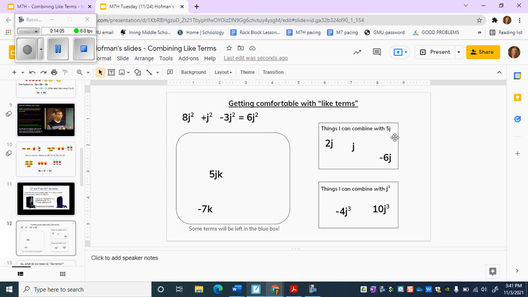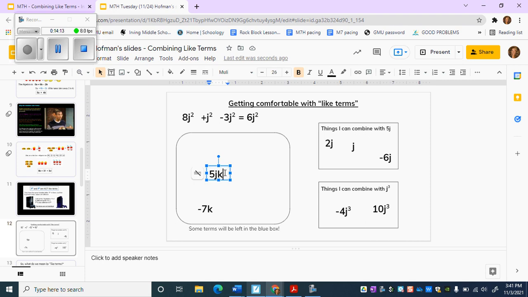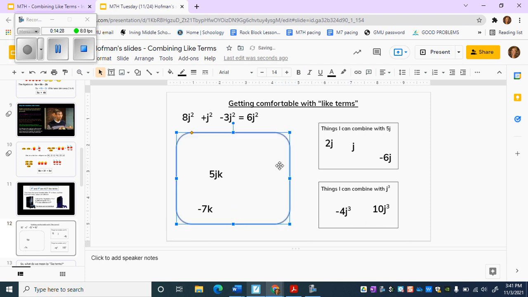All right. So we can combine with just a J. We could combine with J cubed. We can combine J squareds. Now this JK, there's nothing I can combine with it. And there's nothing I can combine with this. These are all independent by themselves. There's nothing that we can combine with those. Okay. Now you can ignore that right there. I took away the color coding.